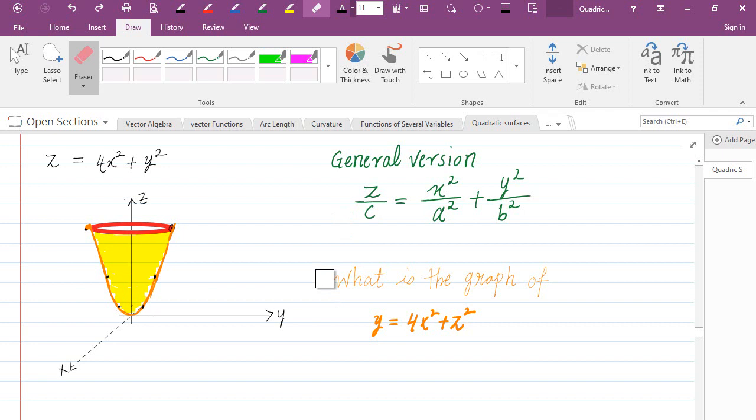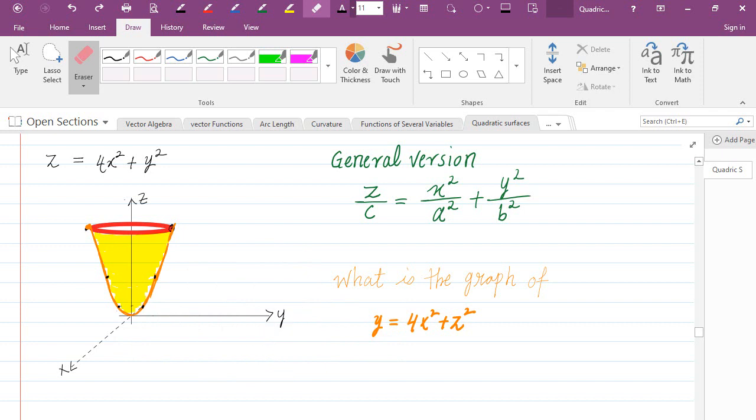Now here's the question: what is the graph of y is equal to 4x squared plus z squared? Notice these two equations, and basically I have swapped y and z. So what is the graph of this new equation? Well, that's also going to be an elliptic paraboloid. The only difference is that this paraboloid is going to be extending along the positive y-axis.